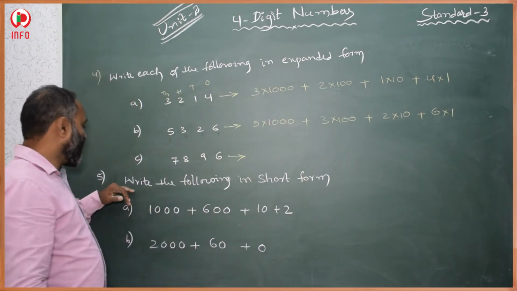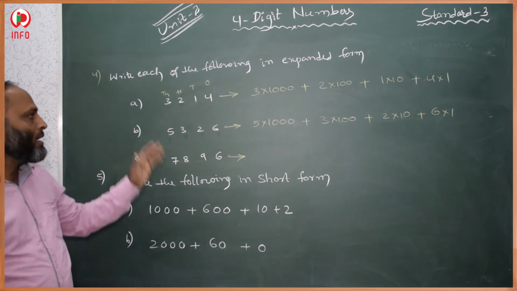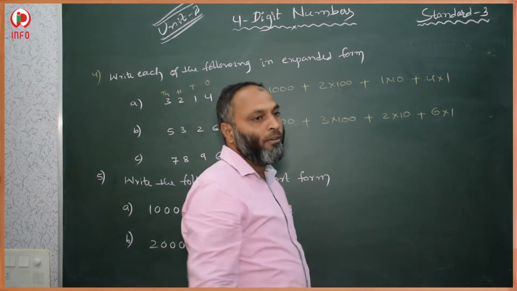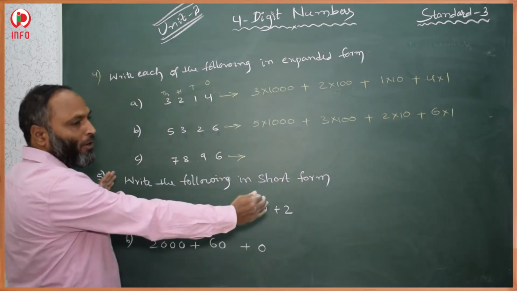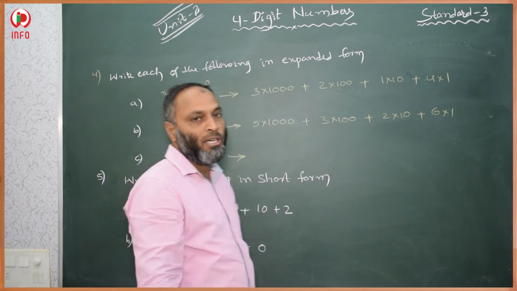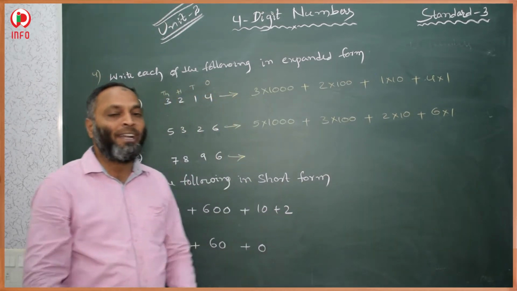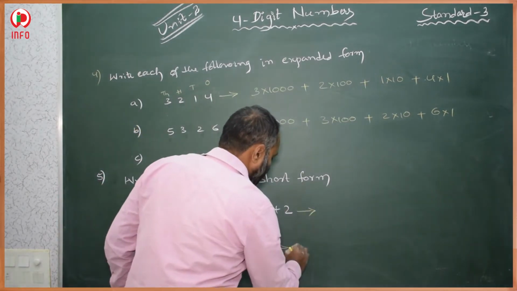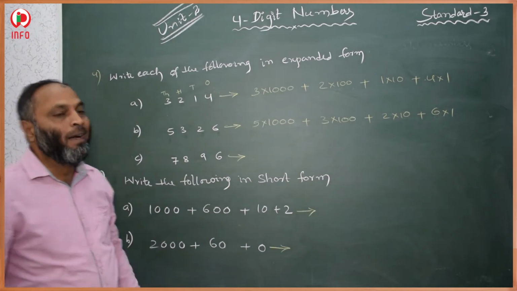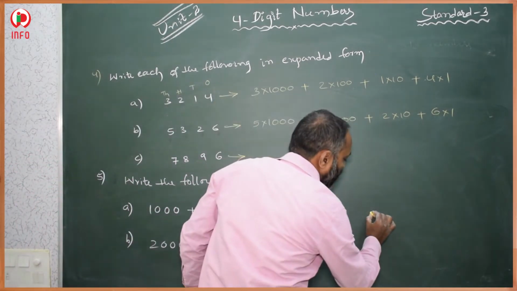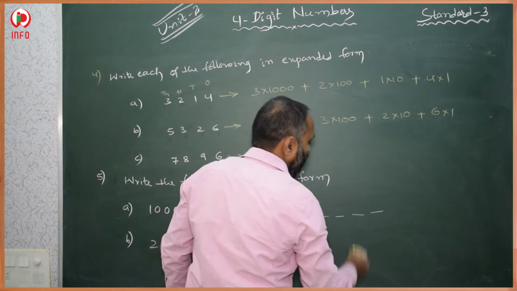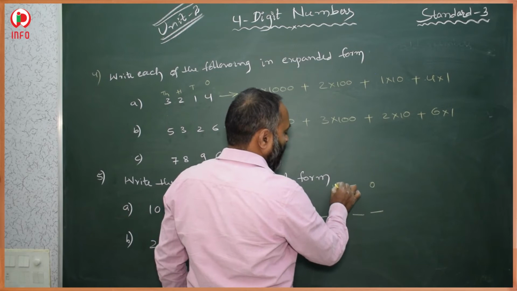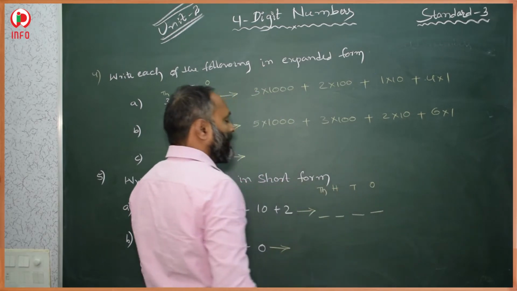Now, after that, here a word question is given. Here short form is given, so we are converting into expanded form. Here expanded form is given, so we have to convert this into short form. Then what is the procedure if expanded form is given, how to convert into short form? First you make 4 digits, 1, 2, 3, 4. This is ones digit, this is tens digit, this is hundreds digit, this is thousands digit.